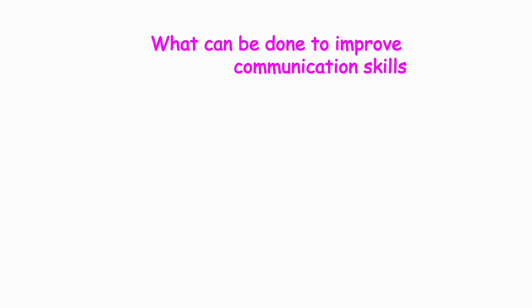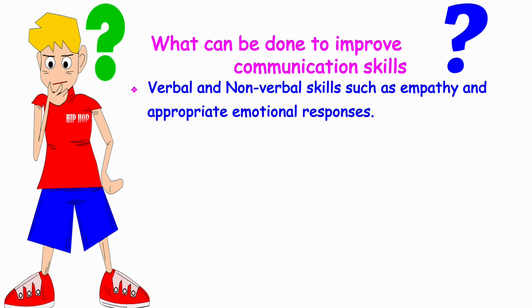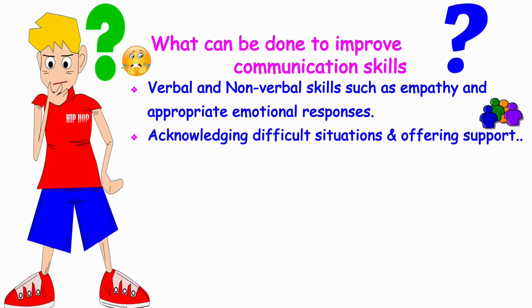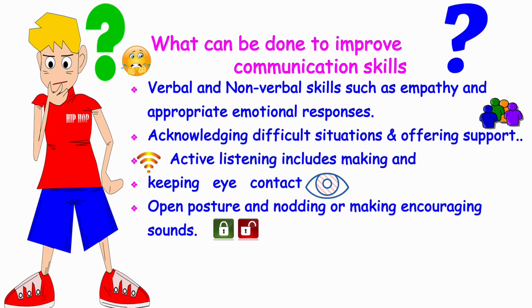What can one do to improve communication skills? Practice verbal and non-verbal skills such as empathy and appropriate emotional responses whenever necessary. Acknowledge a difficult situation and offer support. It can be in the form of a support group or a counselor. Counselor will be marked in the communication with colleagues domain. Active listening: making and keeping good eye contact, having an open posture and nodding whenever necessary, making encouraging sounds. This doesn't mean using okay multiple times. You can just nod or show by your eyes that you have acknowledged the information shared with you.